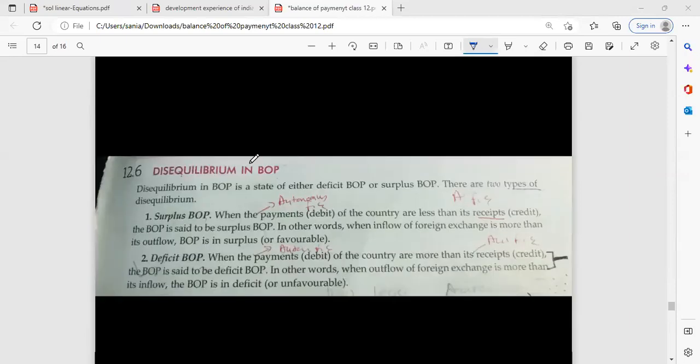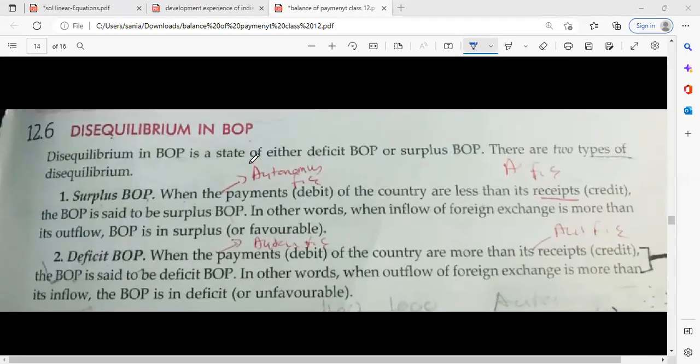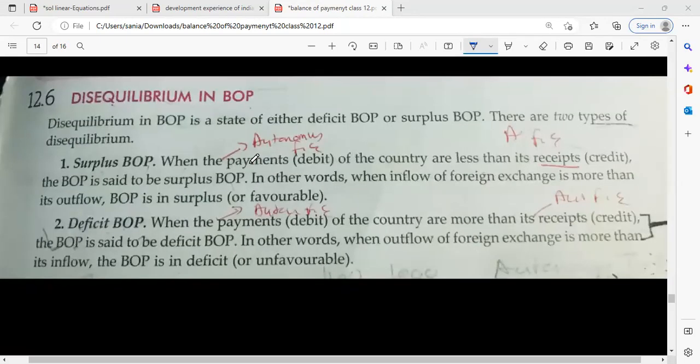So let's move to the next one, which is basically the last topic of this chapter. Disequilibrium of BOP. Disequilibrium means, as I told you, your BOP cannot always be on the same track. It will be either surplus or deficit. Surplus BOP is when payments of the country are less than the receipts. In other words, when the inflow of foreign exchange is more than the outflow, BOP is surplus or favorable. If you are getting more and more money, it's always a good thing.